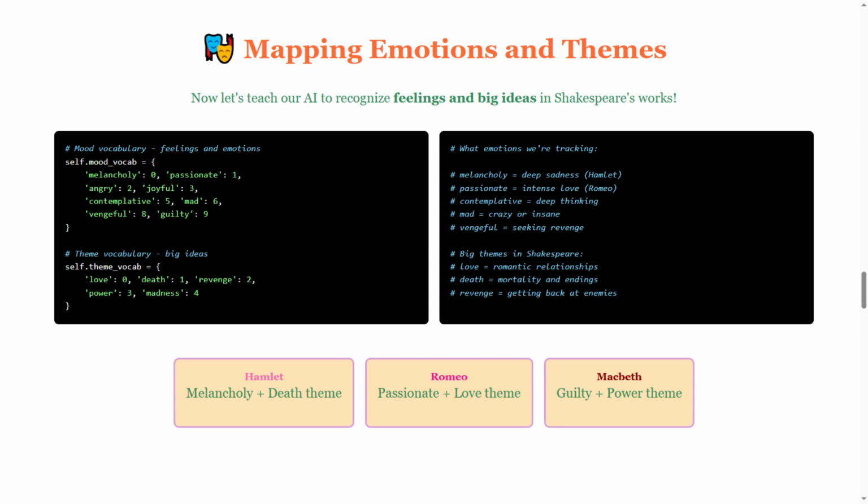For themes, we map the big ideas: love, death, revenge, power, and madness. These are the universal human experiences that make Shakespeare timeless. Look at our examples. Hamlet combines melancholy with death themes, Romeo mixes passionate with love themes, and Macbeth blends guilt with power themes. Each character becomes a unique emotional fingerprint our AI can recognize instantly.